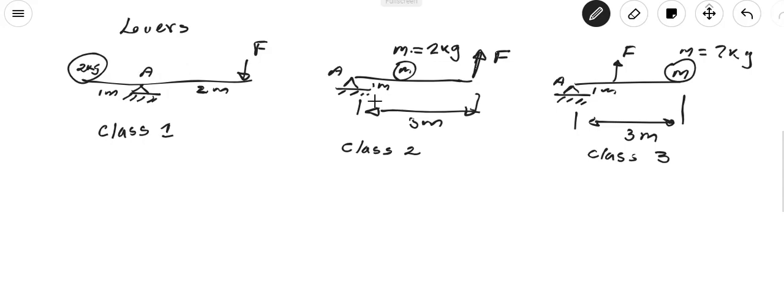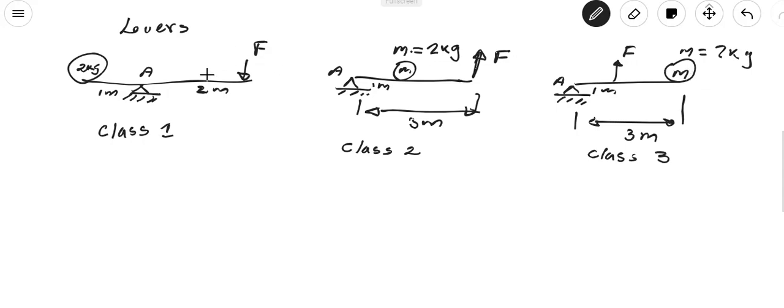Now, a class 2 lever is a lever where you have the fulcrum at one extreme, and then you have the load you're going to lift between the fulcrum and the force that you're going to apply. And you have the class 3 lever, that is a lever where you have the fulcrum at one extreme, and then you have the force between the fulcrum and the load you need to lift.